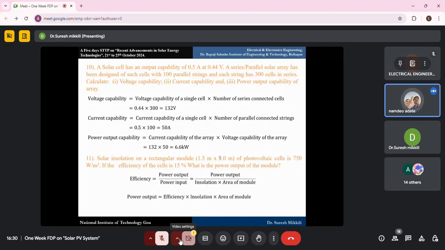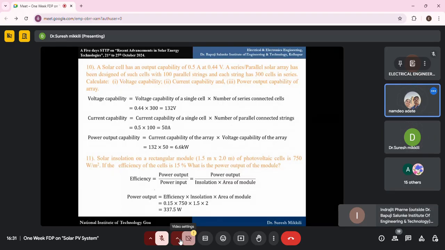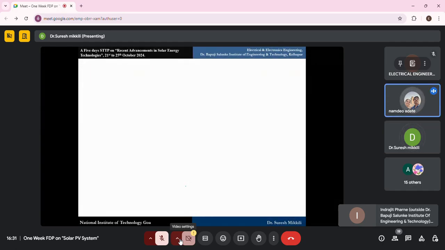450 watts, sir. No sir, can you see? I got 337. You have taken 1000 watt per meter square, I think. It should be 750, sir. It is already given. 750 is given, can you check? Yes, correct. You might have taken the full 1000. Here it is clearly mentioned 750 watt per meter square. This is okay, no?